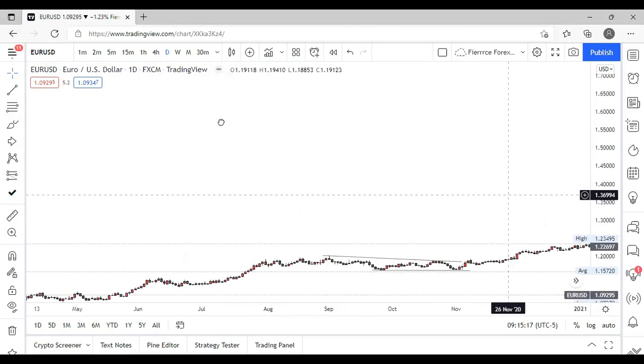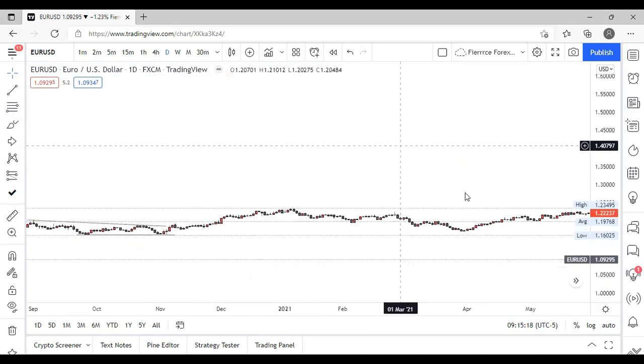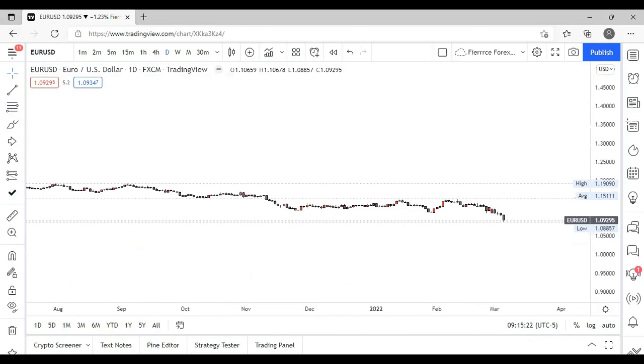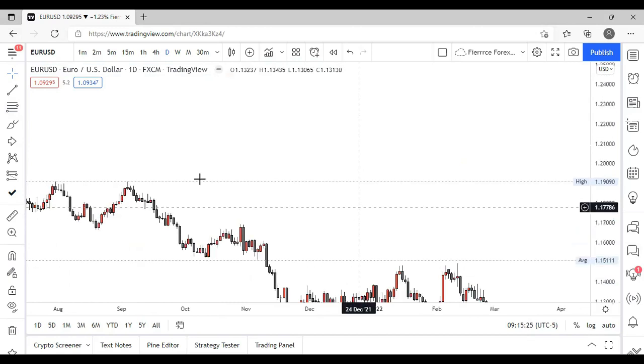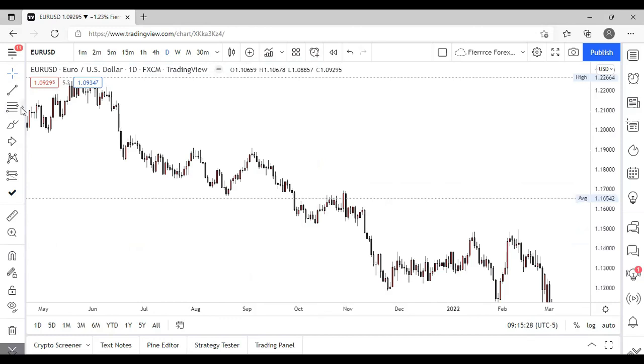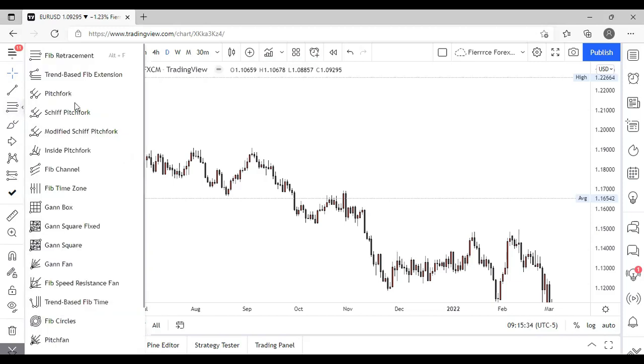Sometimes these, so let's just scroll and scroll. Okay, so when I come here, there's a Gann and Fibonacci tools. I'm just going to click on it and then I'll see all the tools here. So I'm interested in this fib retracement tool. That's what I want, so I'm going to pick it.